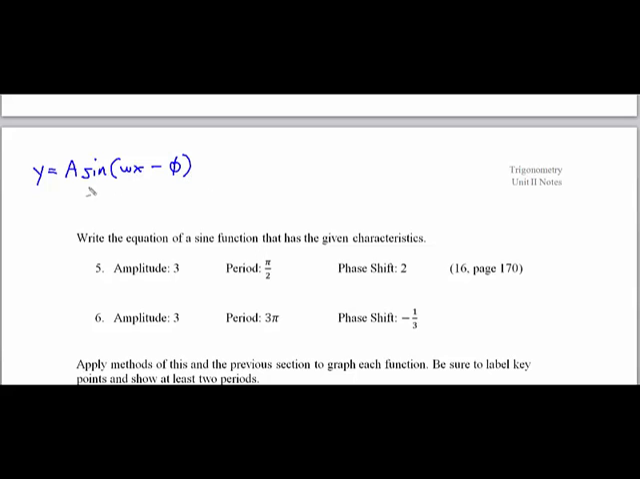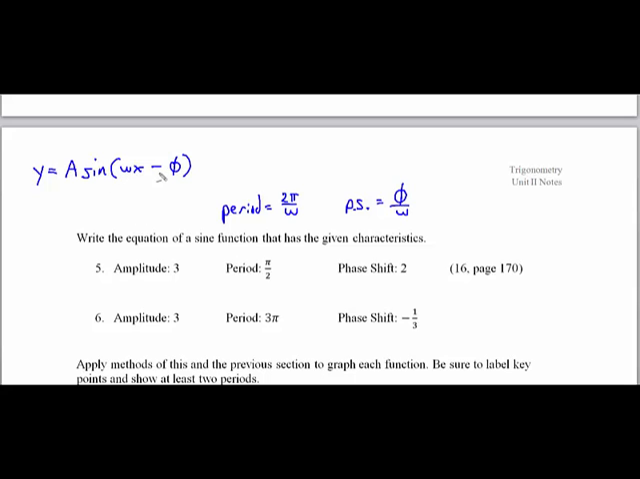Now, a couple things to note: sine has a period of 2 pi. So therefore, the period formula for sine waves, cosine waves, and basically anything that's not tangent or cotangent is going to be 2 pi divided by omega. Our phase shift equation is going to be phi divided by omega.